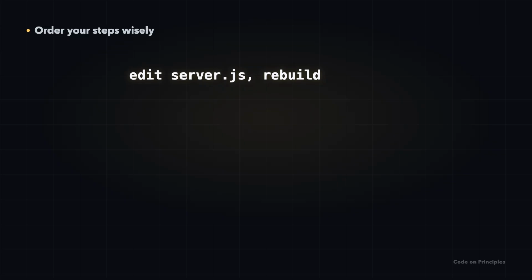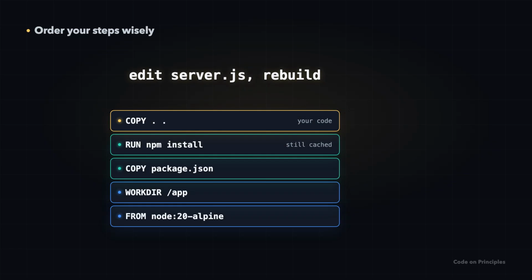Here is why the order of your steps matters so much. You change one line of source code and rebuild. Everything below your code is untouched. The base and your installed dependencies. That heavy install layer, still cached, skipped entirely. Only the top layer, your code, has to rebuild. Fast. That is the trick. Copy and install dependencies before your code. Code changes often, dependencies rarely.